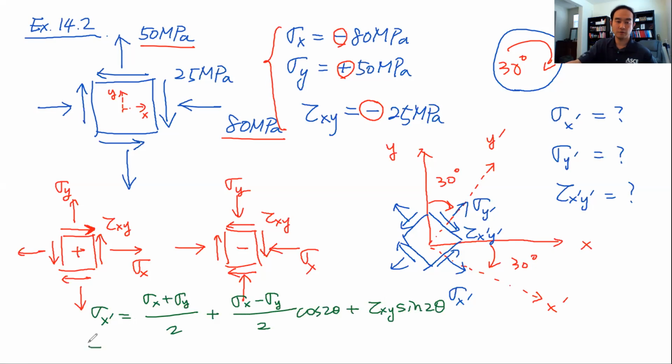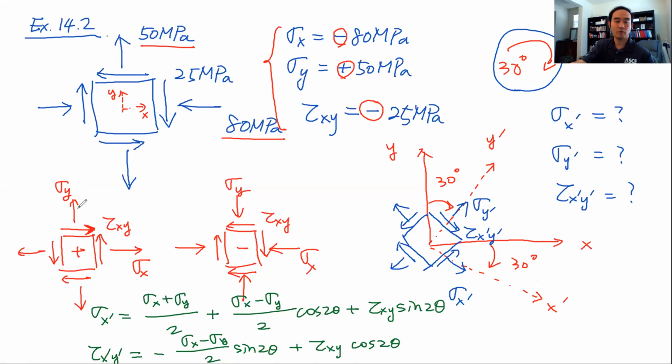The second equation for the tau is this, tau x prime y prime will be equal to negative sigma x minus sigma y over 2 times sine 2 theta plus tau xy cosine 2 theta. We do not have the specific equation for sigma y prime, but you can easily find out the sigma y prime because we do know the relationship between sigma x and sigma y.